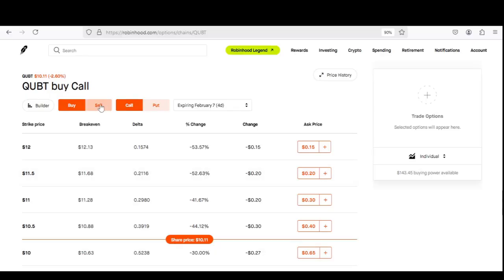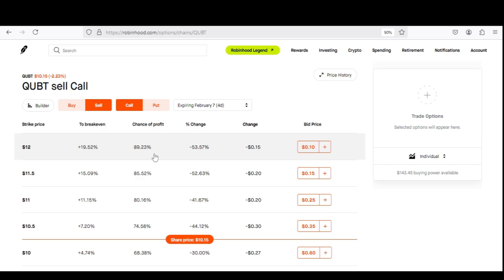Now we're going to sell our covered calls. Let's go to sell and call, and we're going to leave the expiration date of February 7th. Now we're going to choose our strike price. Remember, I am not supposed to be selling any price below 11.5. At the $12 strike price right here, you're going to see I have a very high chance of profitability of 89%, meaning there's almost a 90% chance that this trade is going to work in my favor.